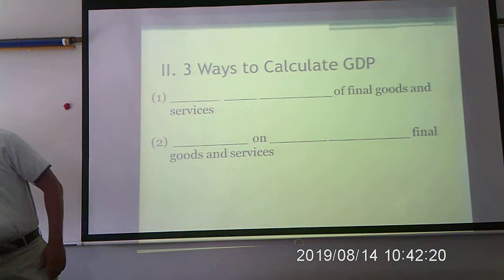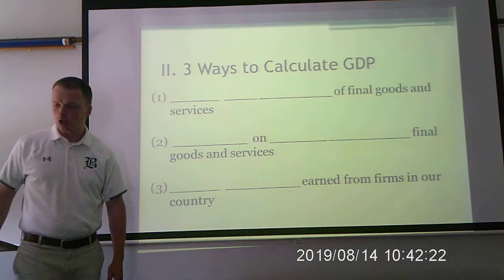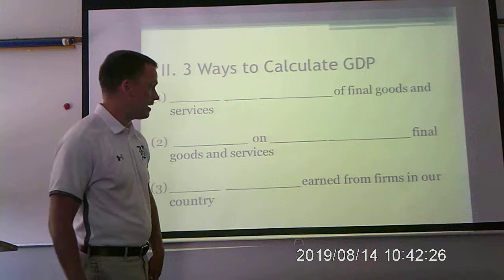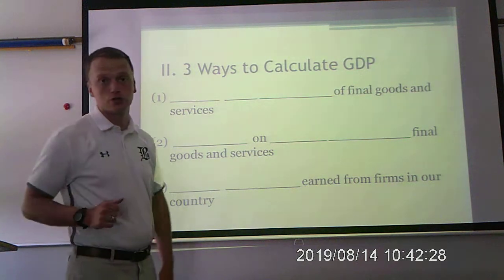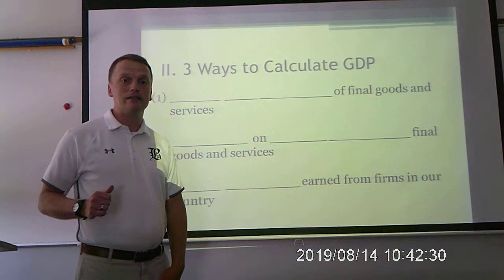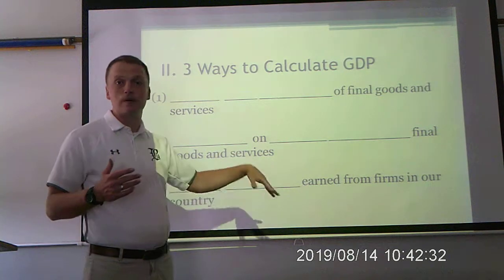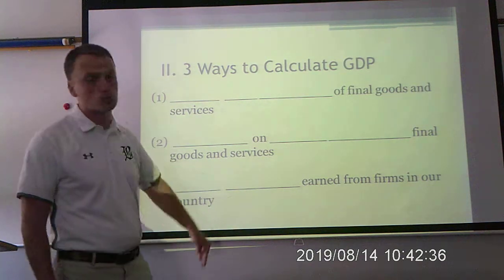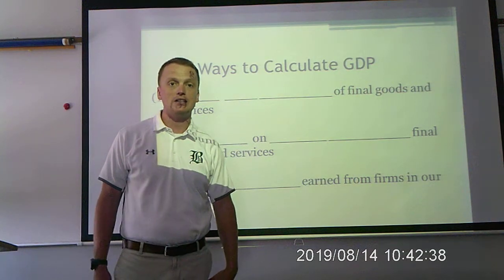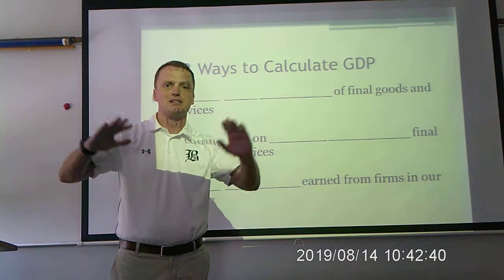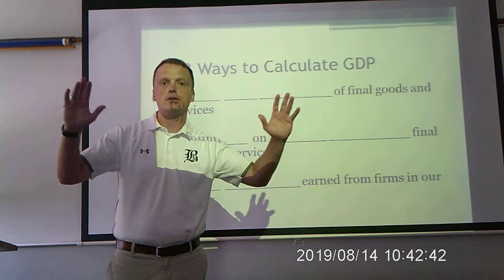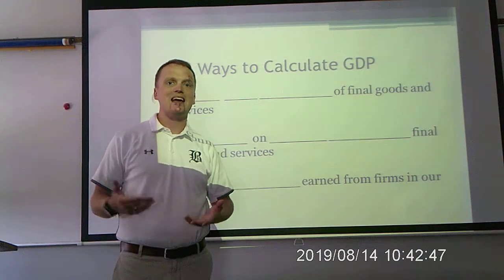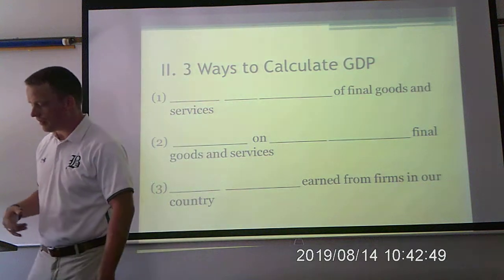And then the last one would be factor income earned from firms in our country. So the money that people spend on those goods, and then the money that they make. All of these numbers will be equal, in an ideal world, of course, when we're talking about all these people in all these places. We can't possibly get it perfect, but we can come up with estimates, right? So that's the purpose there.